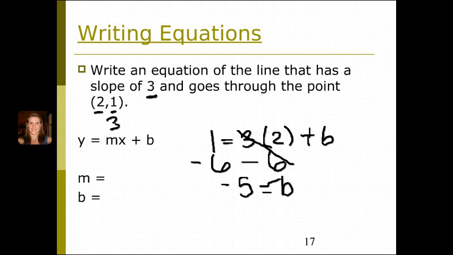So I can replace m over here on the left with 3. My y-intercept is negative 5. So now I can rewrite my equation in slope-intercept form. Y equals 3x minus 5.